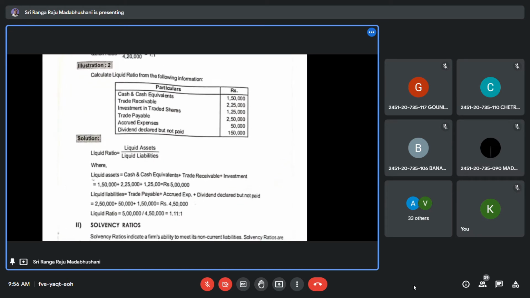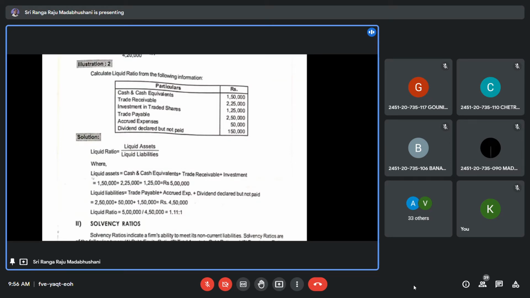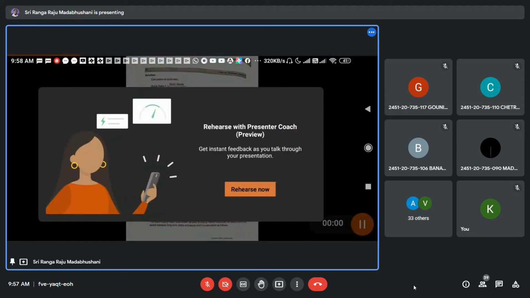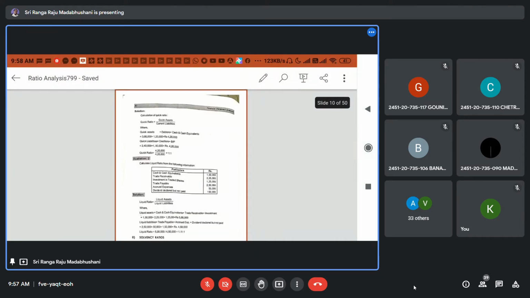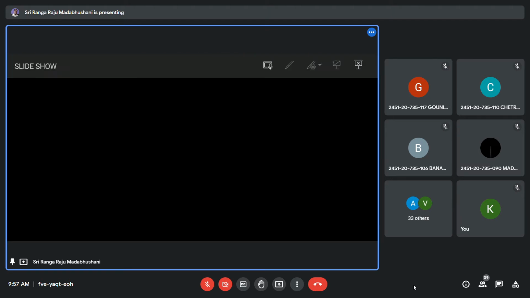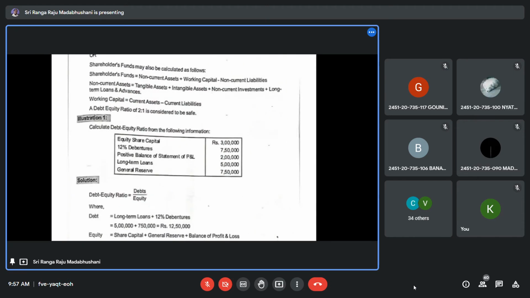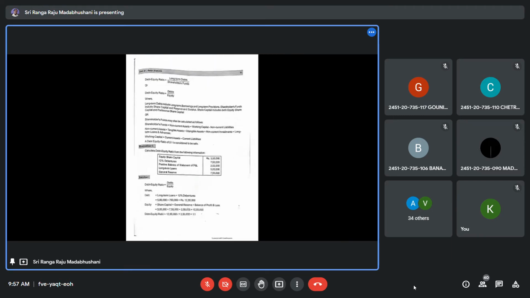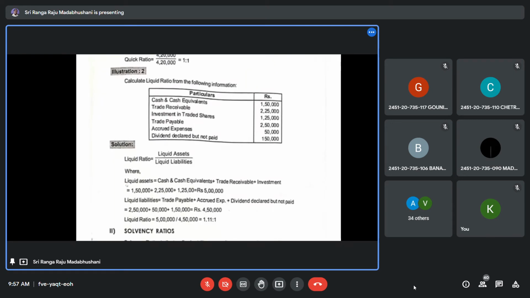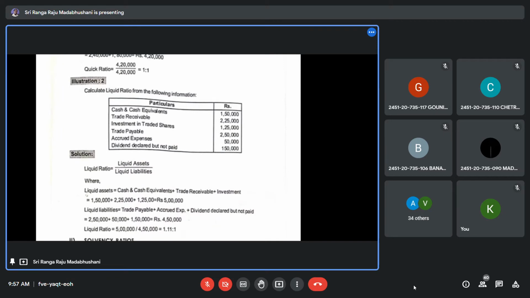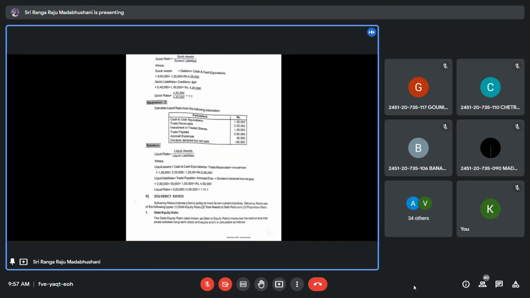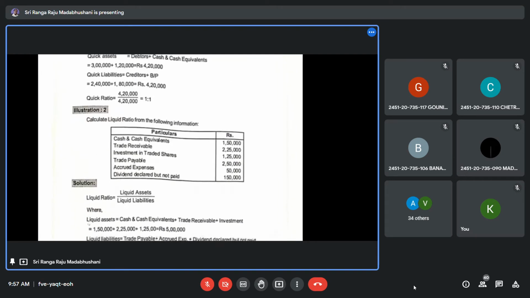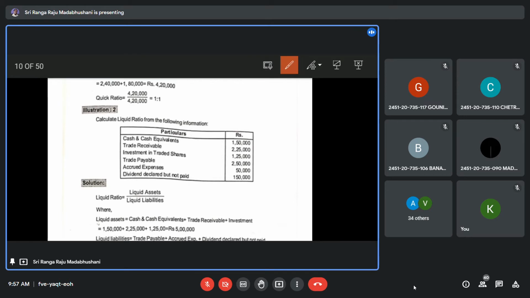Then the next one: calculate liquidity ratio from the following information.